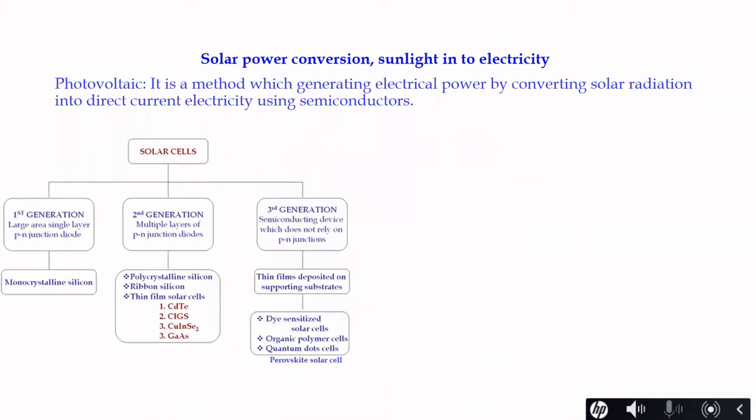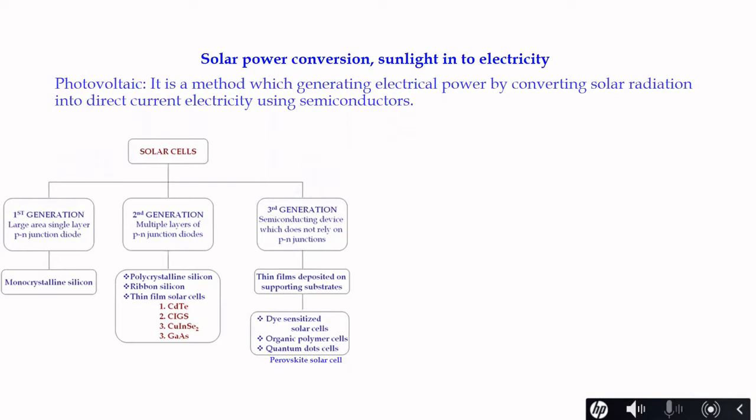What is solar energy? Solar energy is the conversion of solar power into electrical energy using a photovoltaic cell. It can be defined as a method of generating electrical power by converting solar radiation into direct current electricity using semiconductors. The solar cells are classified into three generations, right? First, second, and third generation solar cells.